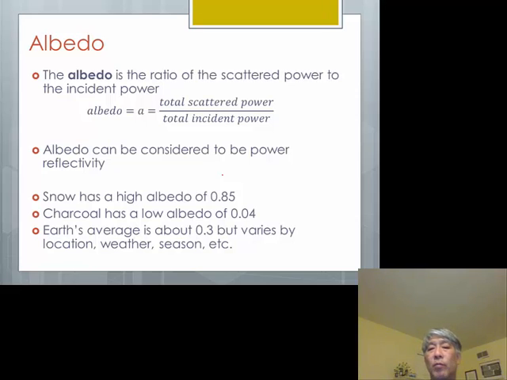An albedo of 1 is like a perfect mirror. It basically reflects all the power. An albedo of 0 is basically a perfect absorber. It absorbs all of the power. So for instance, snow has a very high albedo of 0.85, whereas charcoal has a low albedo of almost 0, not quite, 0.04. Earth, however, has an average of about 0.3. Now this 0.3 varies by a whole bunch of factors like location, weather, season, all sorts of things. But if we want to average it over the whole Earth, we call it about 0.3.